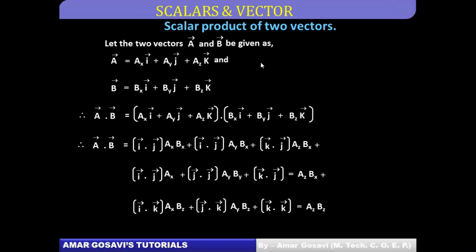Now just try to understand one interesting thing over here. We all know I cap dot I cap. This was I cap, right? So I cap dot I cap is 1, but I cap dot J cap is 0. K cap dot J cap is 0. So first row, the first term will be 1, the other two terms will be 0. Similarly, I cap dot J cap in the second row will be 0.